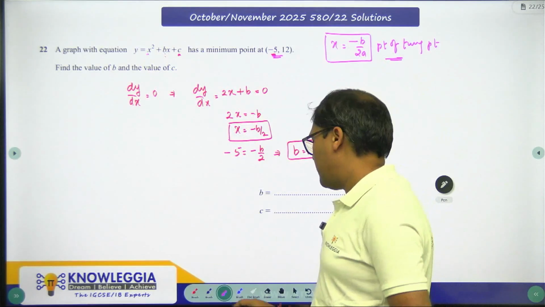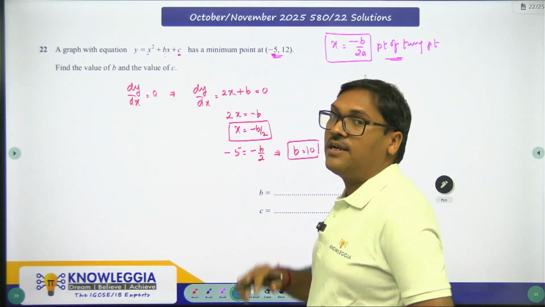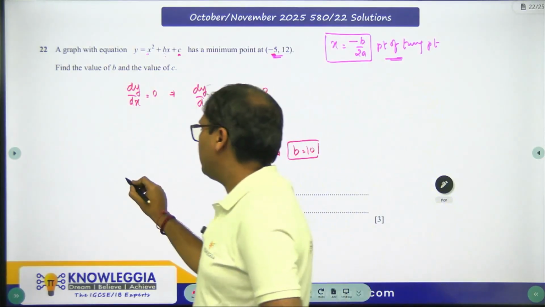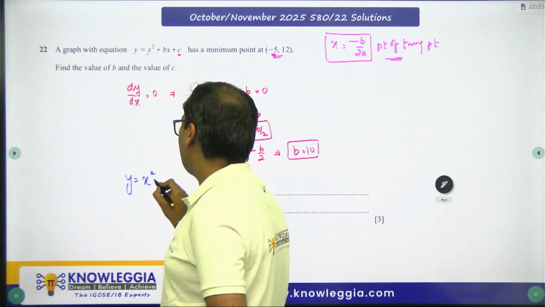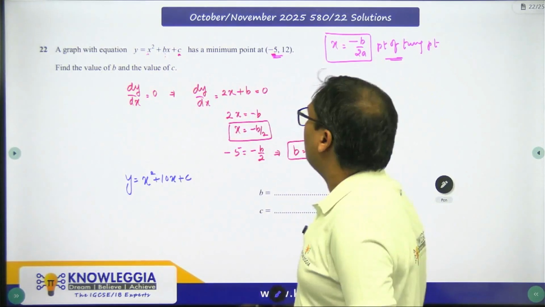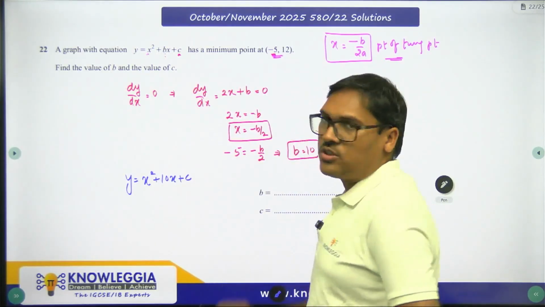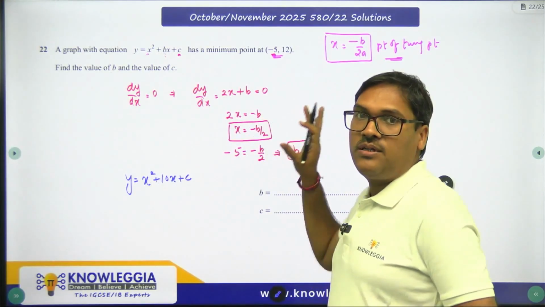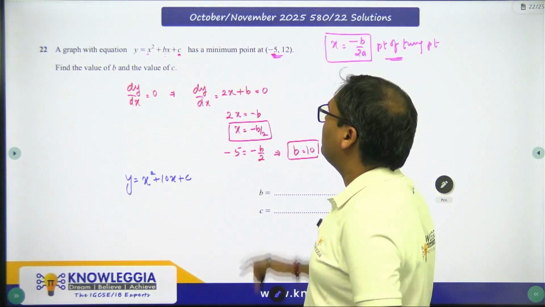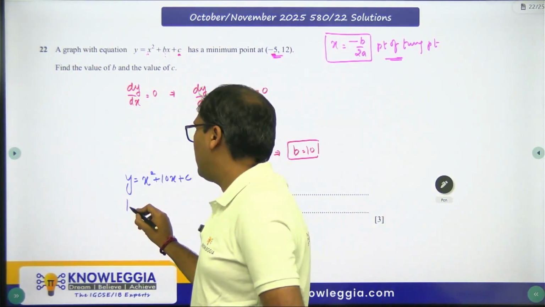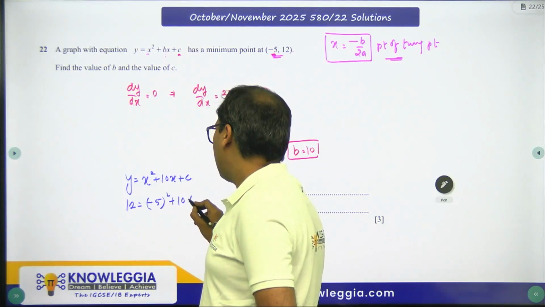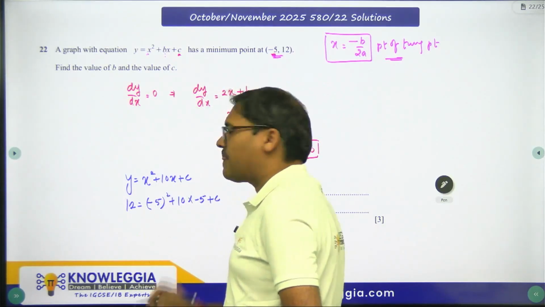Now how will you get the y coordinate? So we got b, how will you get the value of c? Now we know we got the value of b. So what is the graph function here? This is y is equal to x square plus 10x plus c, correct? Now we know at x equal to minus 5, y is 12, because this is the turning point. The point is on the graph. So when I put x equal to minus 5, you should get y equal to 12. That means 12 should be equal to negative 5 square plus 10 into negative 5 plus c, correct?